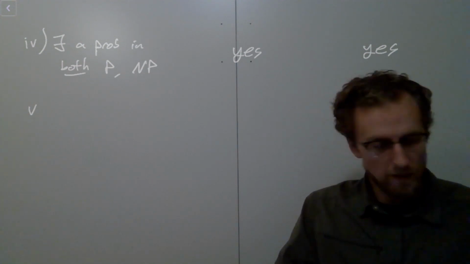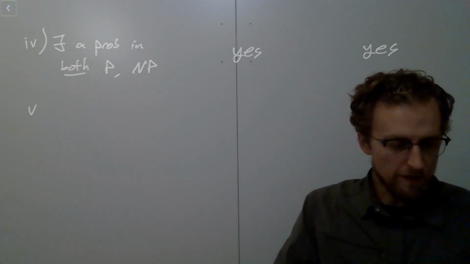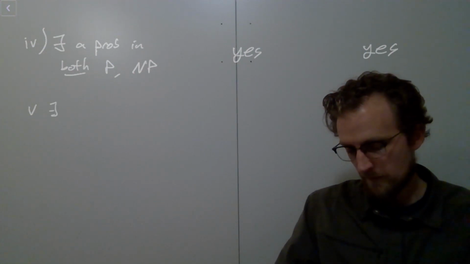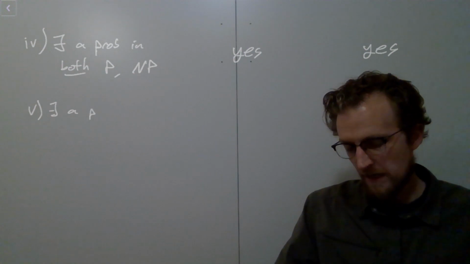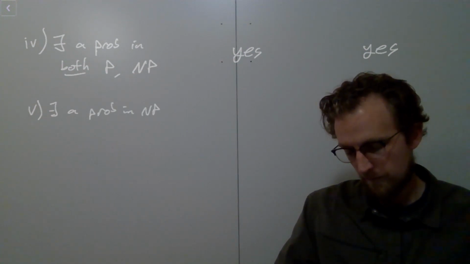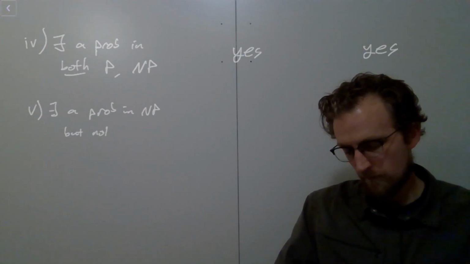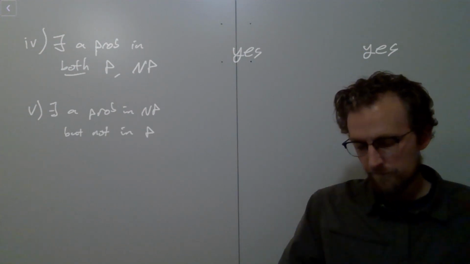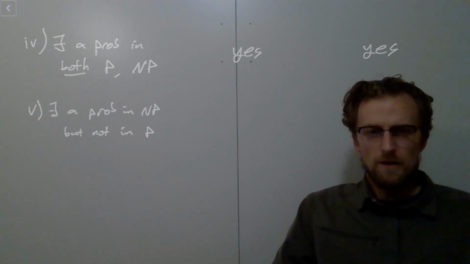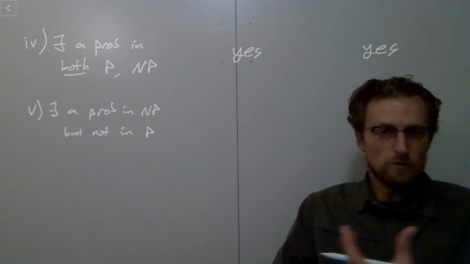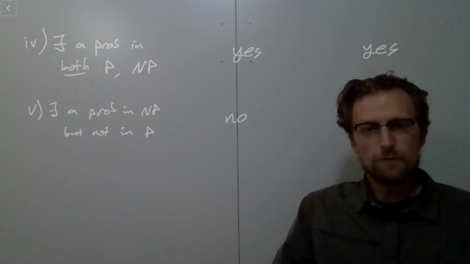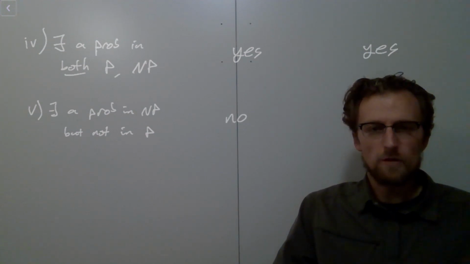5 is another incisive one. So 5 asks, there exists a problem in NP, but not in P. Okay, so if P equals NP, then P and NP coincide. That's what P equals NP means. So the answer would be no. And if they're different, then yes. That's what being different means.